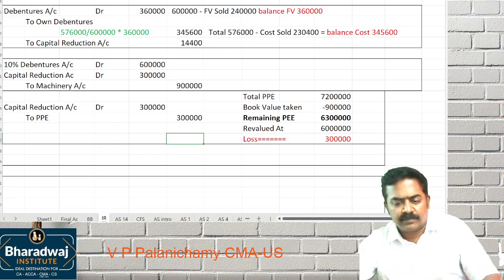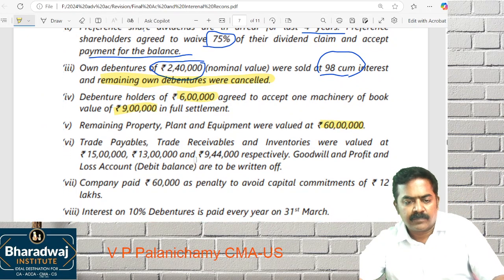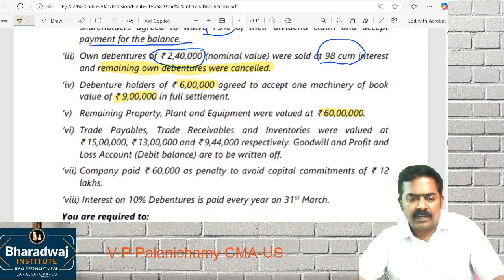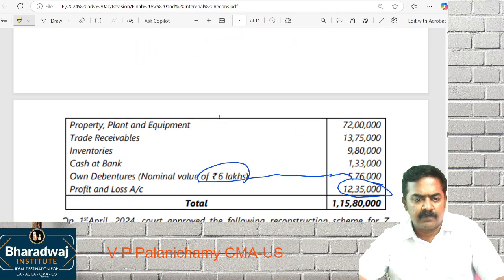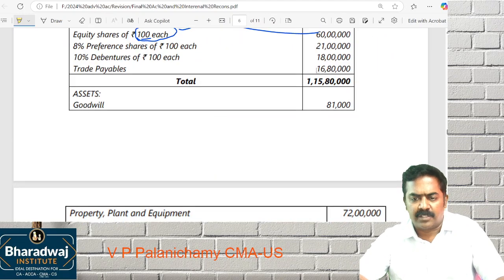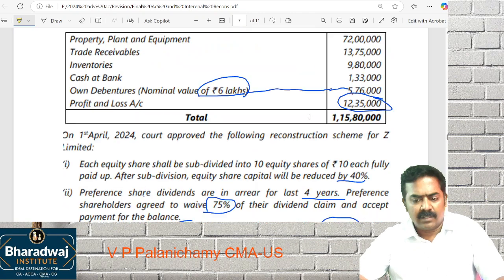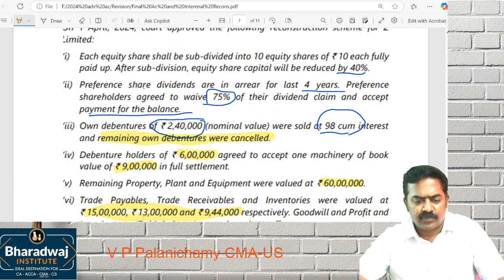What is the next one? Were valued at 15 lakh, 13 lakh, 9 lakh 44,000. This is the revalued amount. What was the old balance sheet value? Trade payable. What is the old balance sheet value? 16 lakh 80 liability value. Now it is how much? 15 lakhs.